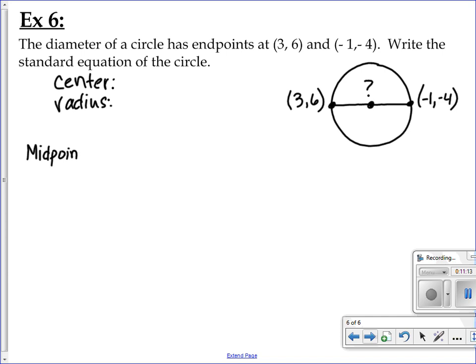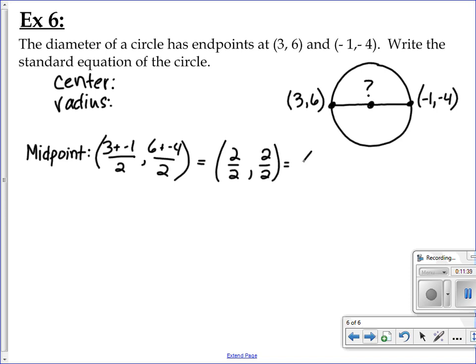So, the midpoint formula is when you add your x's, divide by 2, add your y's, divide by 2. So let's add our x's, 3 plus -1, and then our y's would be 6 plus -4. Okay, I'll just go straight across here. So 3 plus -1, that is 2 over 2. 6 plus -4, that would be, again, 2 over 2. So this is (1, 1). So there's our center. Okay. So now we know the center is (1, 1). I'll just have to fill it in here.